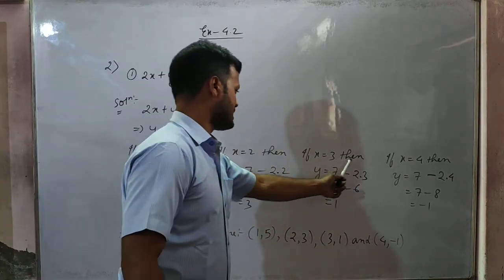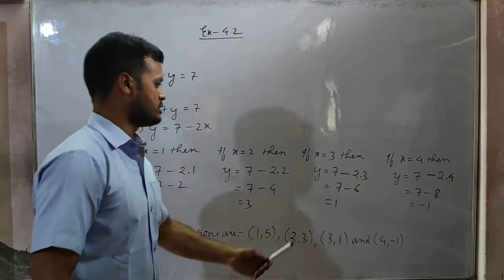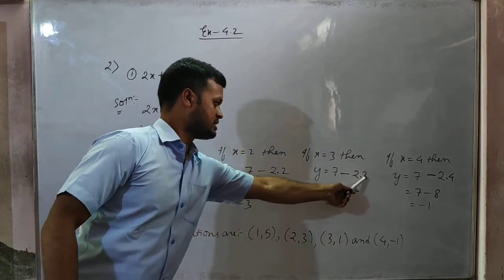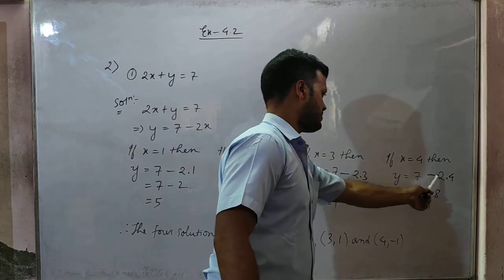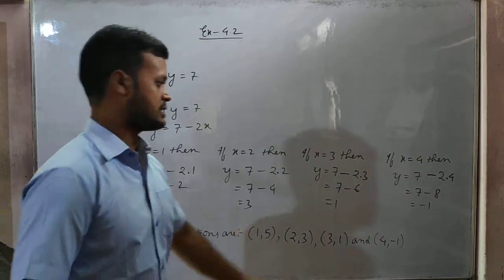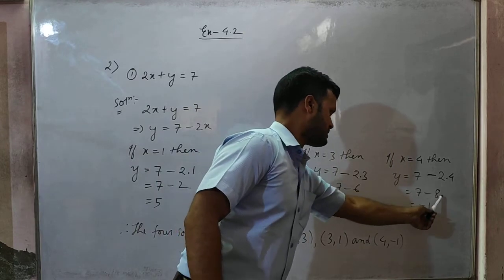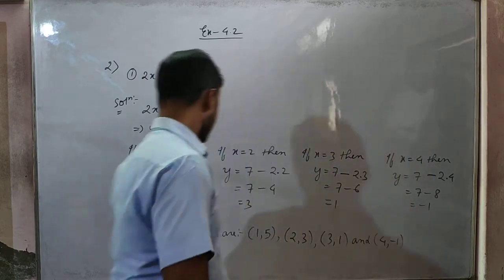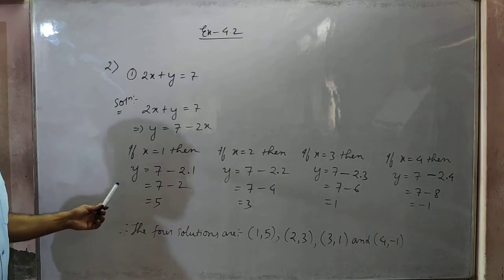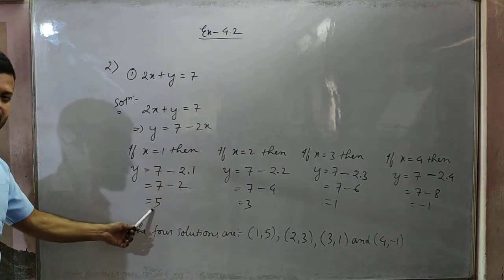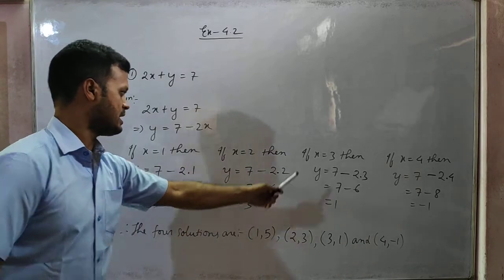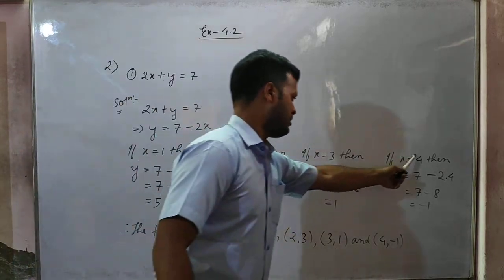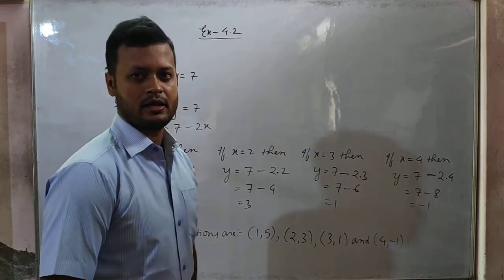If x is equal to 3, then y is equal to 7 minus 2 into 3. 2 into 3 is 6. 7 minus 6 is 1. If x is equal to 4, then y is equal to 7 minus 2 into 4. Students, 2 into 4 is 8. 7 minus 8 will be minus 1. Therefore, the 4 solutions are 1, 5. You will write from here 1, 5. After that 2, 3. After that 3, 1, and 4, minus 1. Understood?